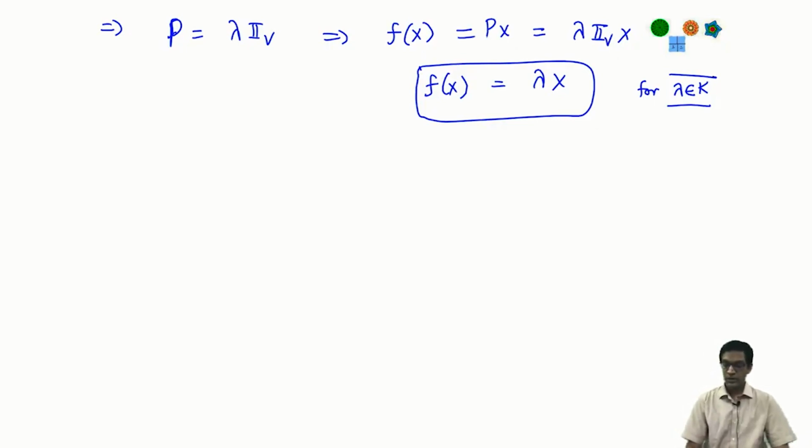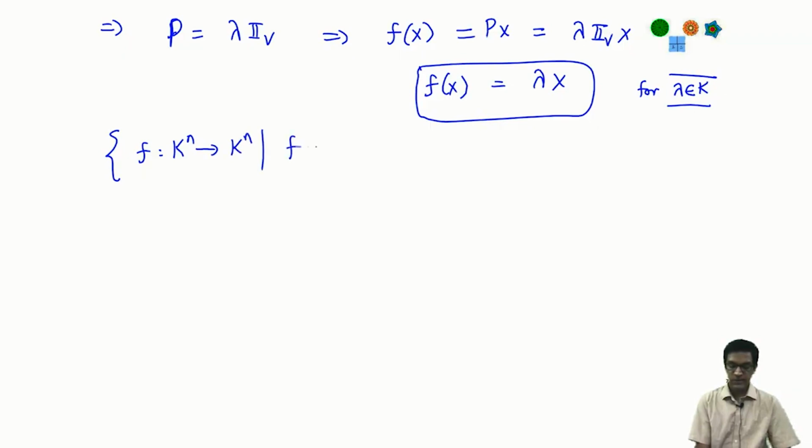Okay, so those are exactly the set of all homomorphisms. So we have made the following conclusions: the set of all f from K^n to K^n such that f is R linear, or is a homomorphism of M_n(K) modules. So I want to think of K^n as an M_n(K) module. The set of all homomorphisms is just the set of all scaling maps.